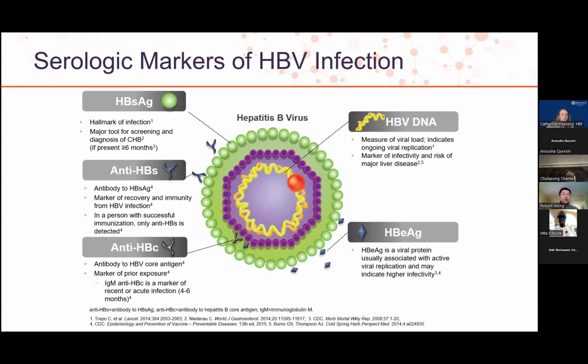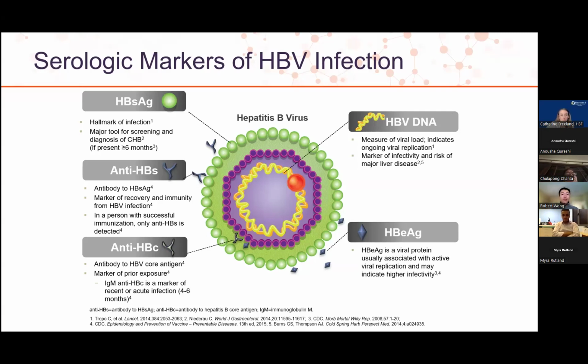Core antibody, I like to think of as a marker of exposure. If you're ever exposed to hepatitis B, whether it's cleared or not cleared, your core antibody will be positive. So the flip side of thinking about that is if you're vaccinated only, your core antibody should not be positive, because your immunity is through vaccination and not through infection.